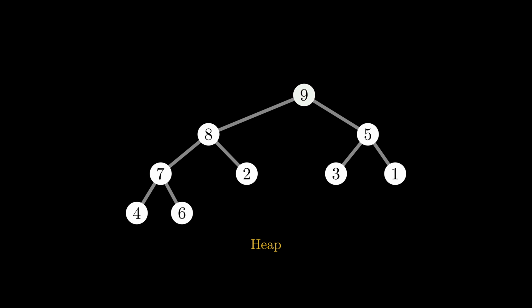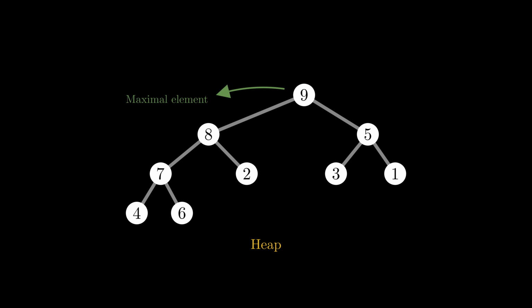Analogously, a min heap is a binary tree where each node's key is less than or equal to the keys of its children. We can observe in the animation that 9 is larger than 8 and 5, 8 is larger than 7 and 2, 5 is larger than 3 and 1, and 7 is larger than 4 and 6. Furthermore, we can observe that the node with the maximal key in the whole tree is always the root node.